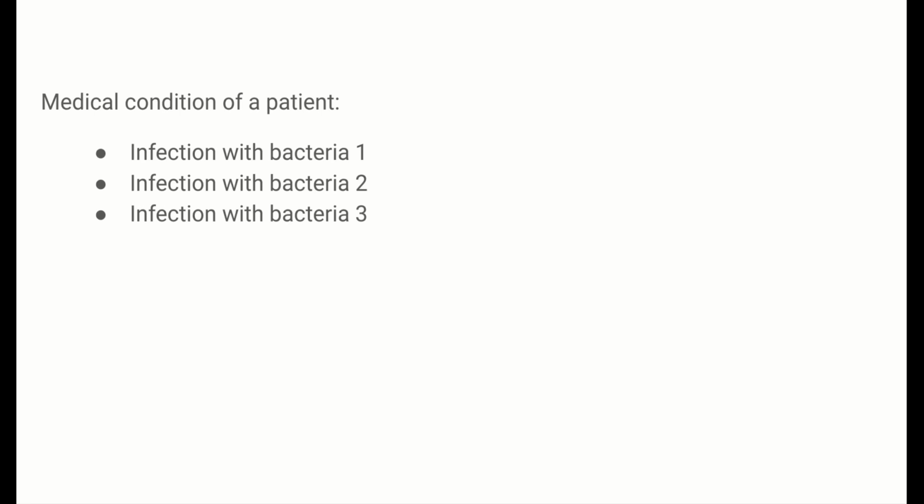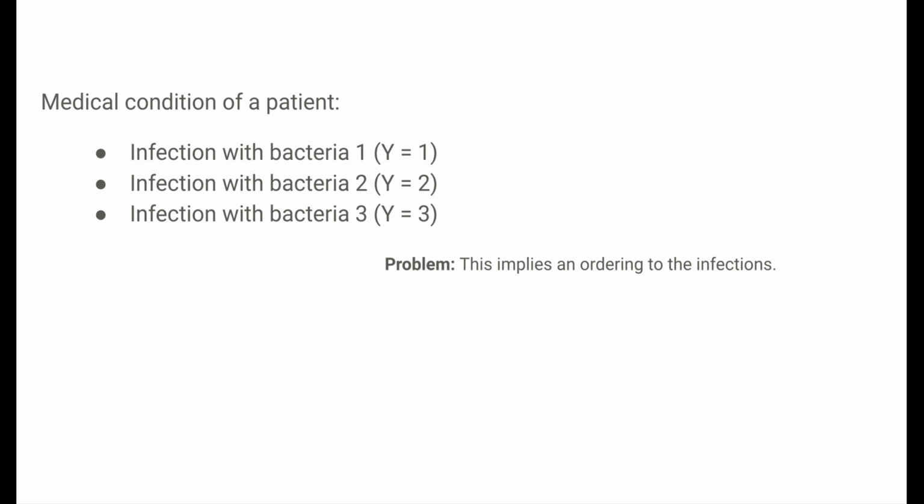Suppose that we're hoping to model a medical outcome that has three possibilities: infection with bacteria type 1, 2, or 3. What if we tried to turn this into a situation where we could use linear regression for modeling? We need to turn medical condition from a categorical variable to a quantitative variable. Let's say that we did this by assigning the numbers 1 to 3 for the three types of bacteria. One problem with this is that this labeling implies an ordering to the three types of infection. With this particular ordering, we've implied that infection 2 is more severe than 1, and that infection 3 is more severe than both 1 and 2.